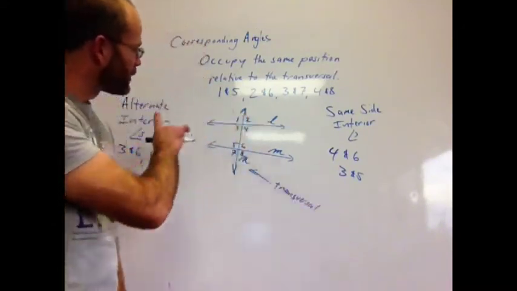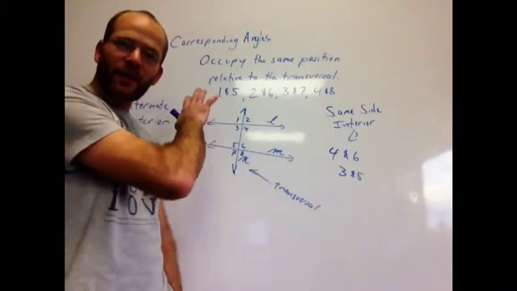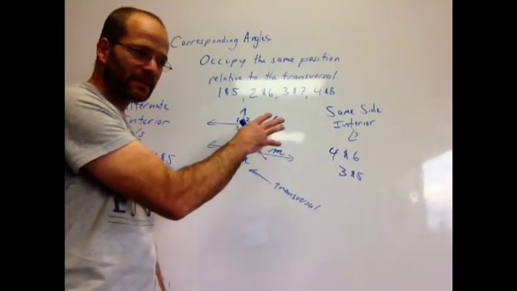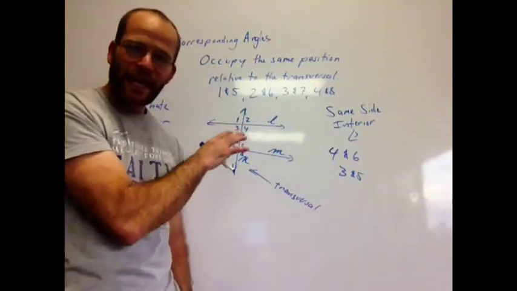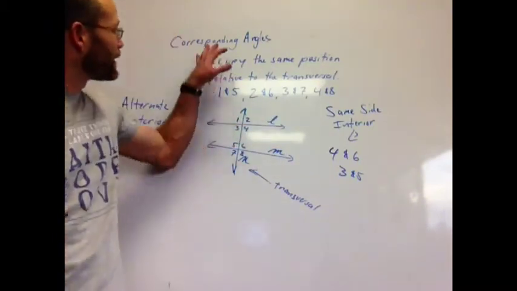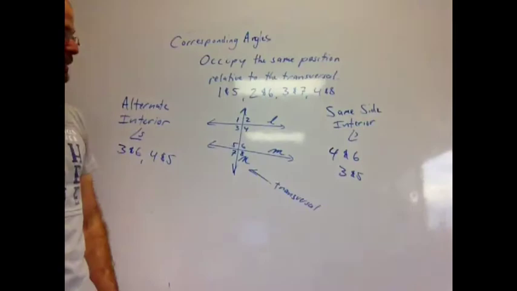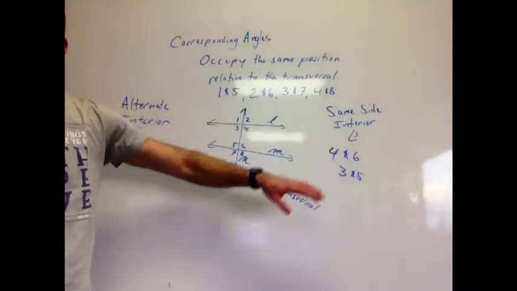And now we've just got 3 more pairs to at least be aware of. I haven't talked about the rules, by the way, that govern any of this, but I'm just introducing you to the names of the angle pairs. Again, corresponding angles, alternate interior angles, and same side interior angles.